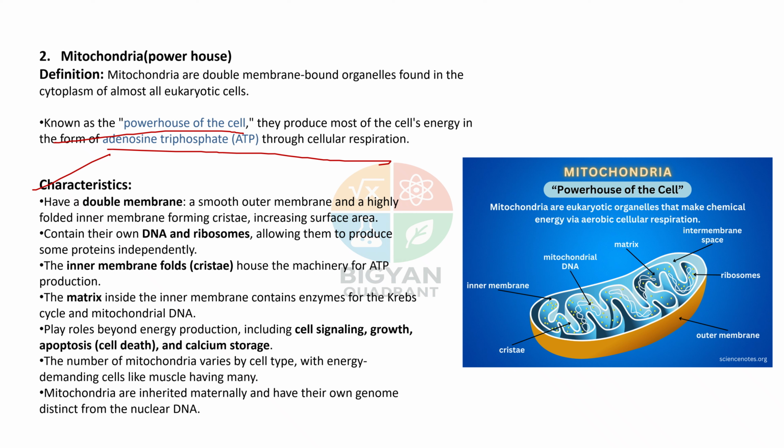Mitochondria have a double membrane, and contain their own DNA and ribosomes. Here is the mitochondrial DNA and here is the ribosome, and the inner fold, called the cristae, houses the machinery for ATP production. The matrix inside the inner membrane contains the enzymes for the Krebs cycle and the mitochondrial DNA. It also plays a role in cell signaling, growth, apoptosis or cell death, and calcium storage.